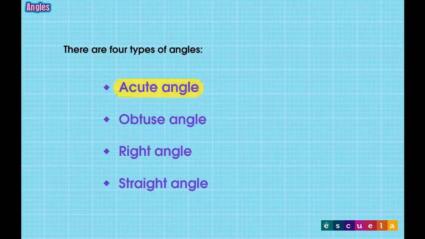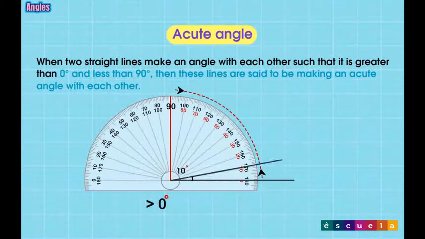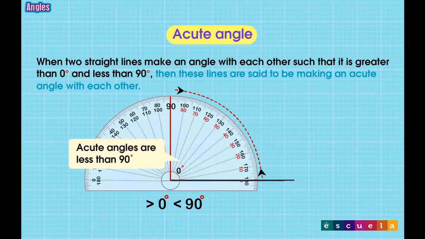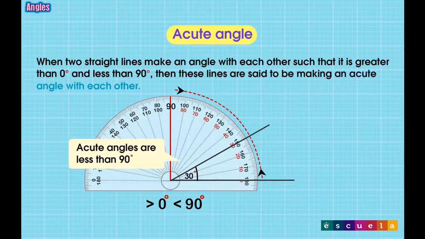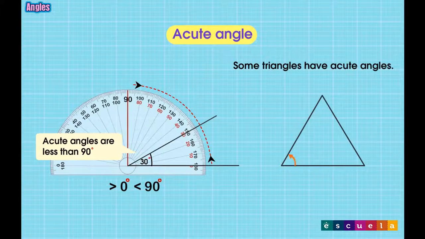Acute angle. When two straight lines make an angle with each other such that it is greater than 0 degrees and less than 90 degrees, then these lines are said to be making an acute angle with each other. Some triangles have acute angles.